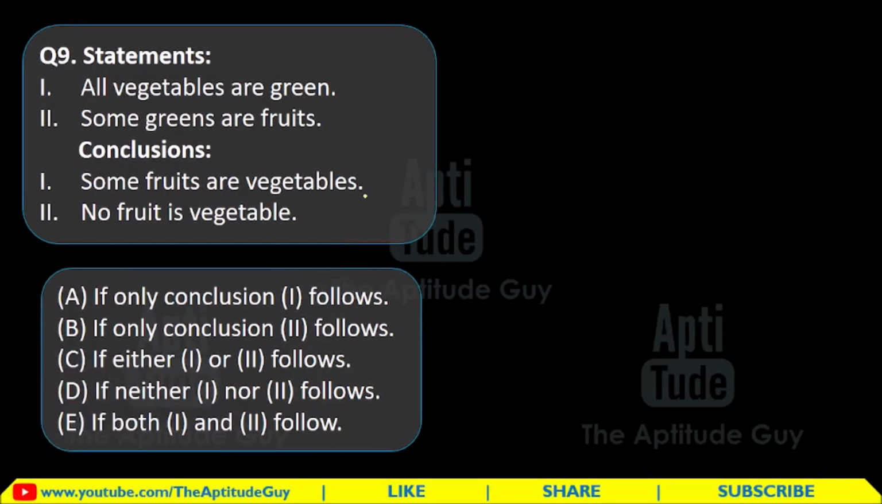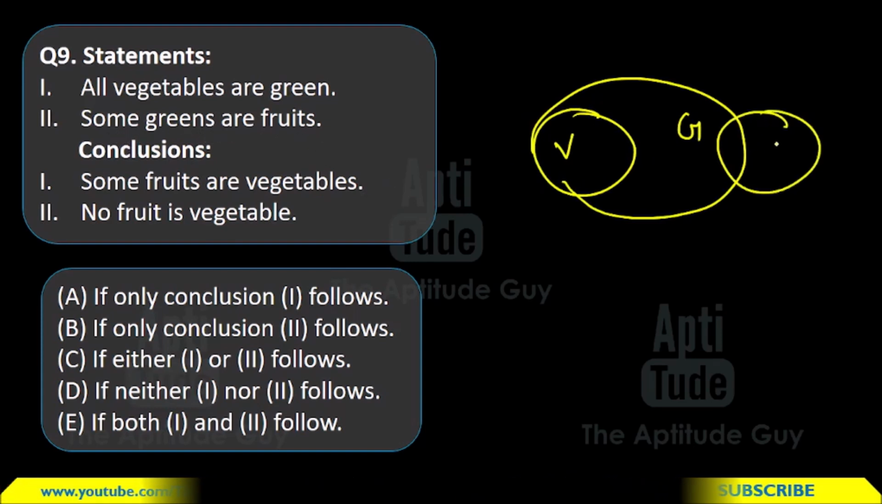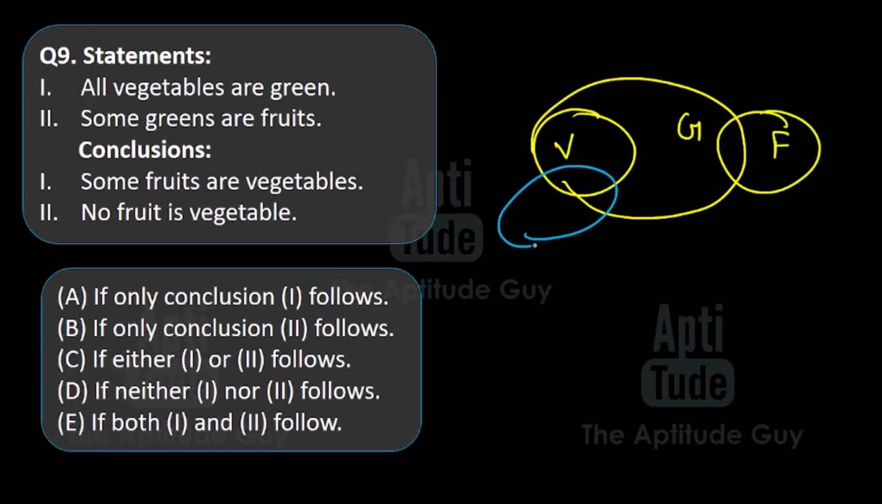Let's do this. All vegetables are green. Some greens are fruits. Some greens are fruits like this, or some greens are fruits like this. Now I'm 100% sure you wrote both the possibilities very easily. What is the difference between these two possibilities? In the yellow one, there is no connection. In the blue one, there is some connection.